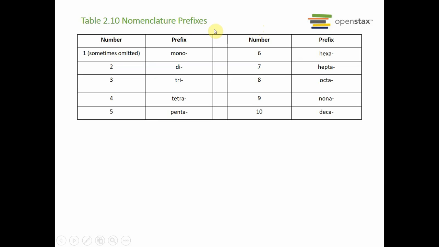However, we need to know these nomenclature prefixes. Mono, di, tri, tetra, penta, hexa, hepta, octa, nona, and deca. These are Latin prefixes for numbers. And oftentimes mono is omitted. We'll come across this not only in molecular compounds, but we'll also come across this in hydrates.